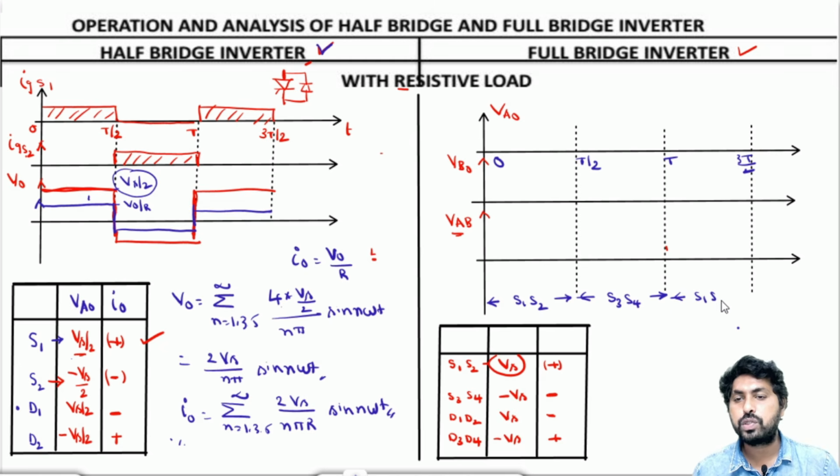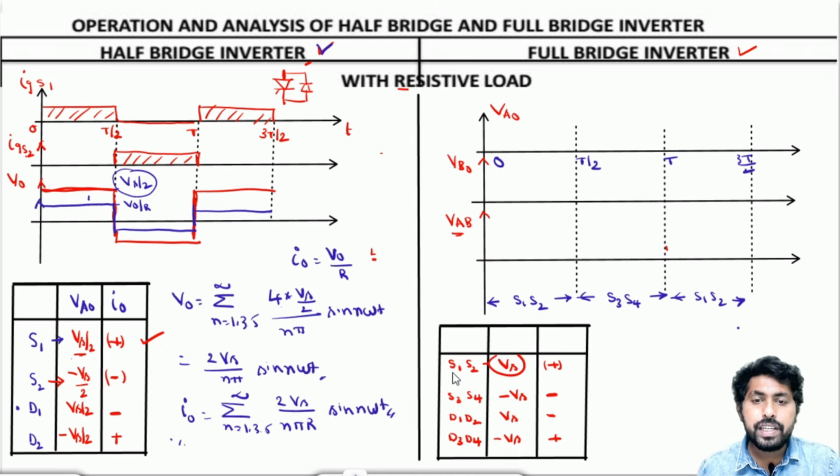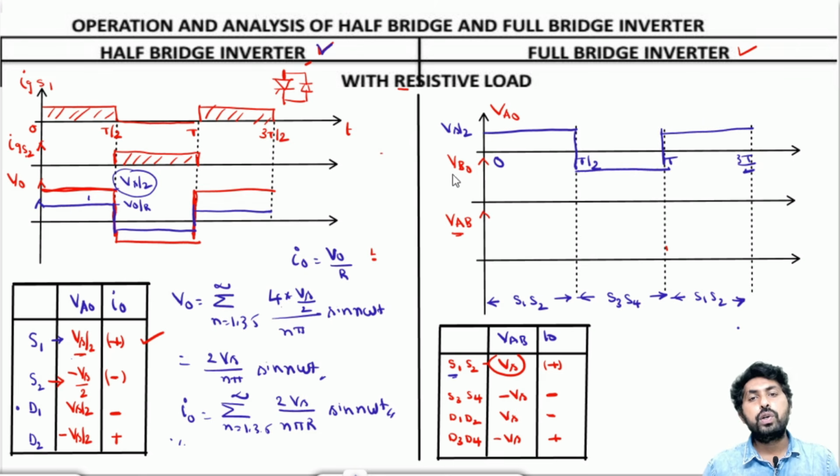Again it will be S1 and S2. For these different switching conditions, let me draw the pole voltages first. When S1 is in the on condition, VAO equals Vs by 2, and it will be minus Vs by 2 when S4 is in the on condition. So it will be like this. Now let me draw VBO, that is the pole voltage between point B and point O.